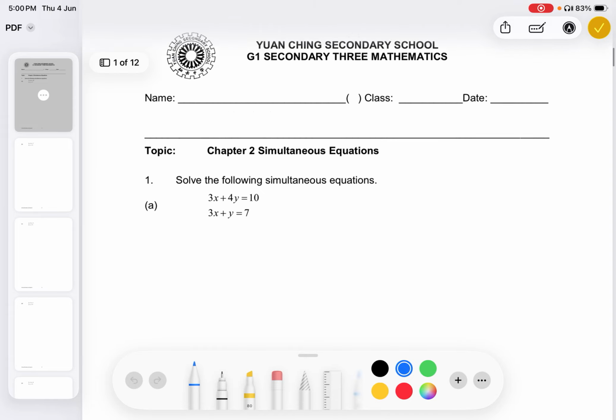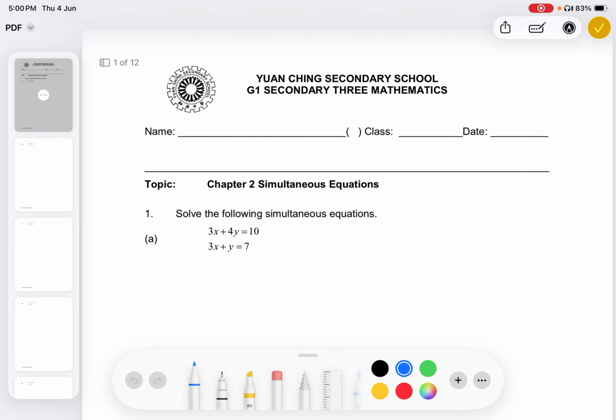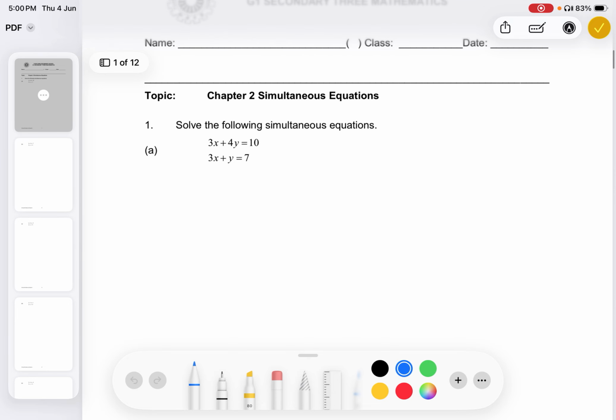Okay, in this video we'll continue. I'll show you how to make y the subject and then use y to solve in the same substitution method. It's the same substitution, but now you make y the subject.